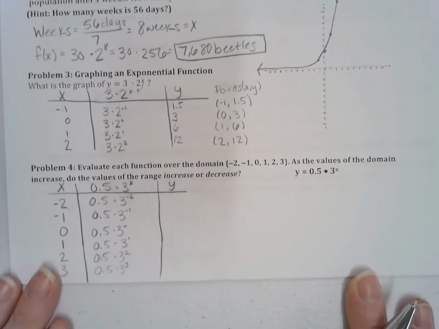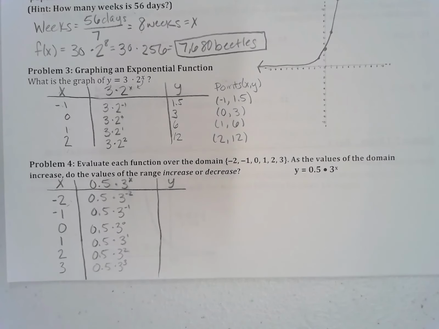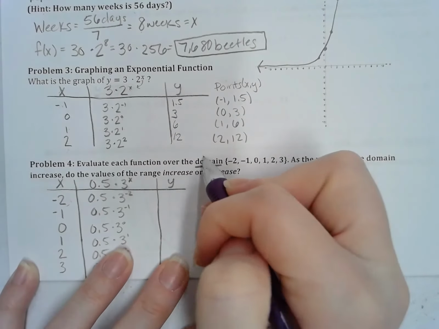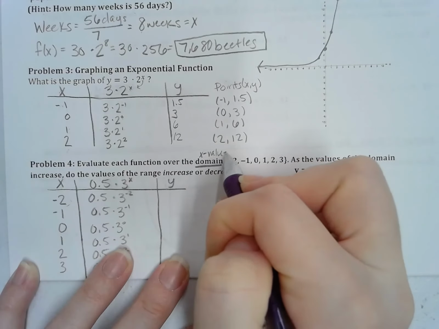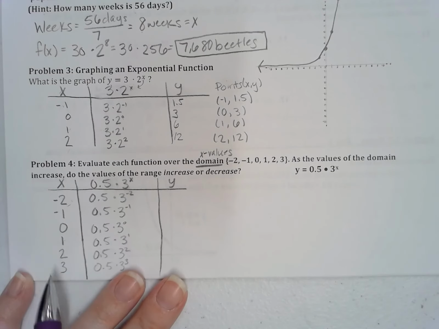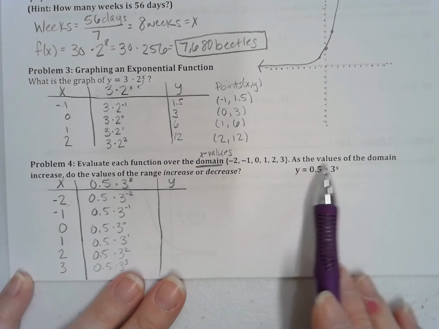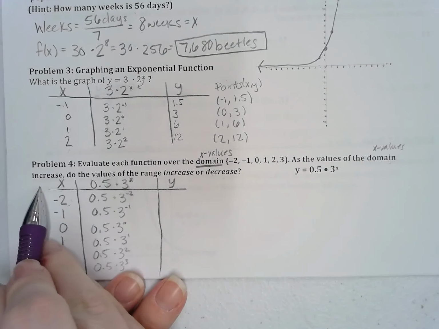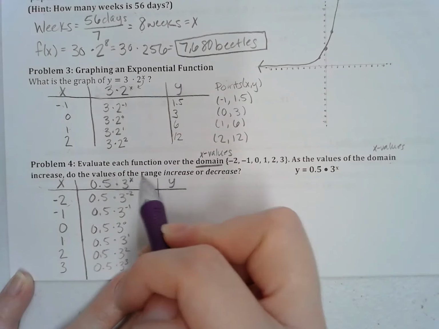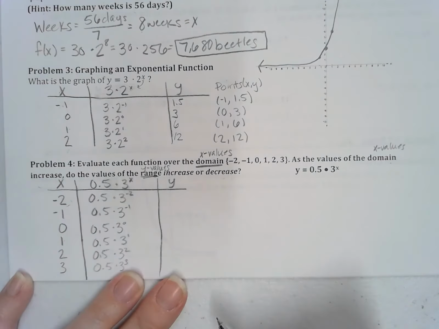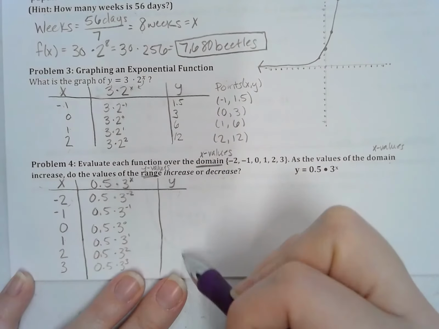Next, problem number 4 says evaluate each function over the domain of -2, -1, 0, 1, 2, and 3. Now domain, if you remember back to semester 1, are the x values. So they tell you in this table what numbers to plug in. So they want -2, -1, 0, 1, 2, and 3. And then they're asking, as the values of the domain, so as the x values increase, do the values of the range, the y values, increase or decrease? So as this goes up, will this go up or down?